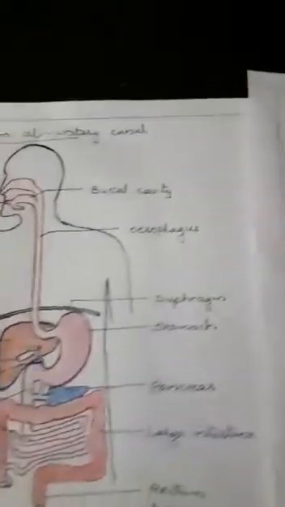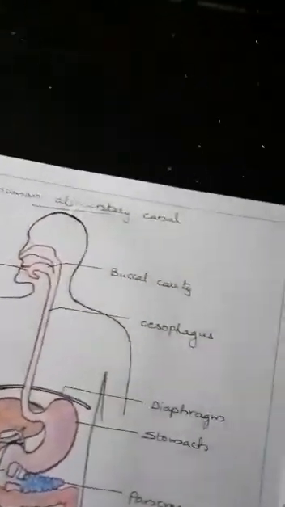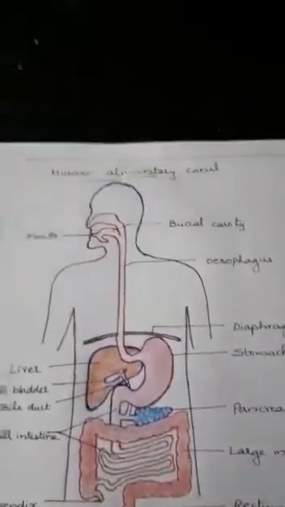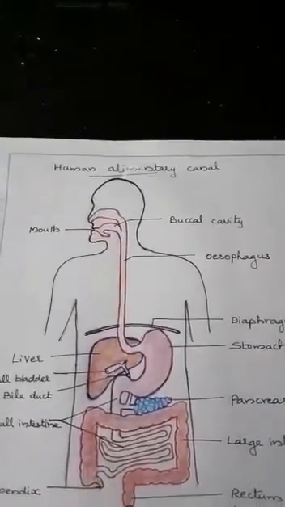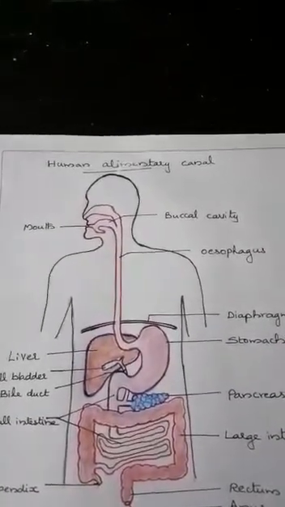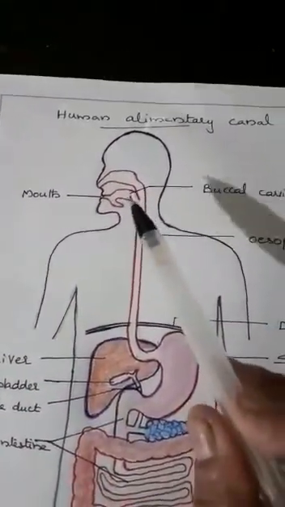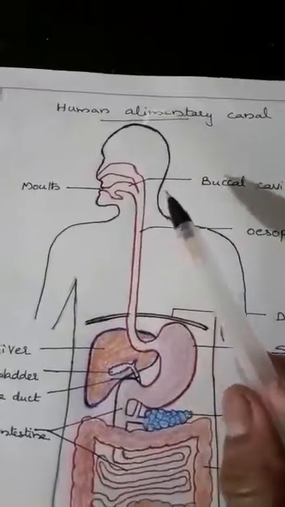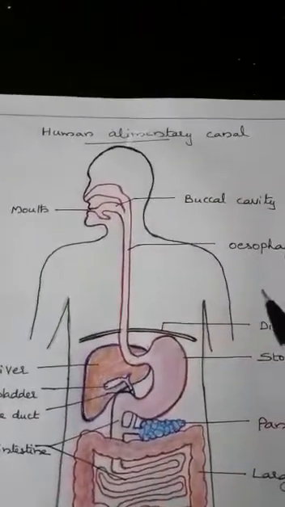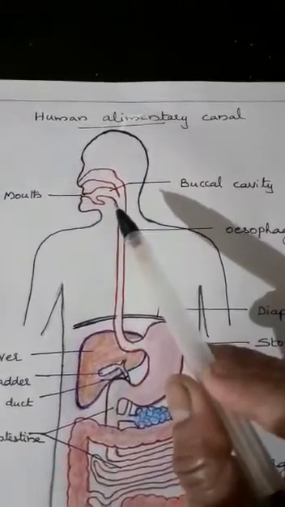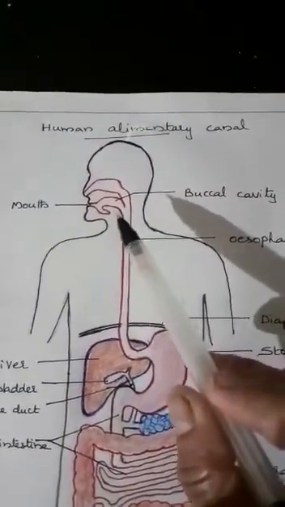Next are the salivary glands. There are 3 pairs of salivary glands present. These 3 pairs open into the buccal cavity. They are parotid, submaxillary and sublingual. The parotid glands are present below the ears, the submaxillary at the angles of the lower jaw, and the sublingual below the tongue.